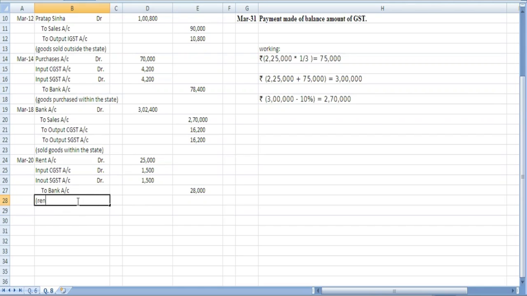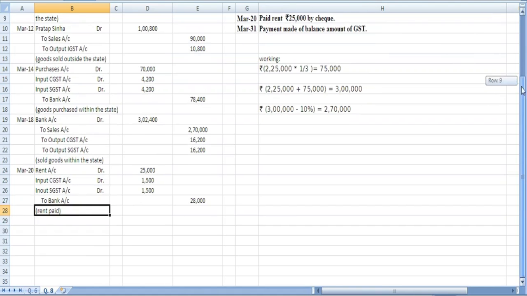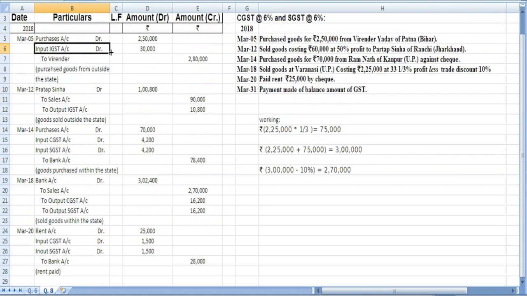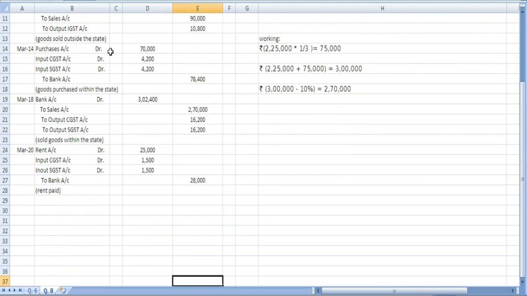Narration will write down rent paid. Now last we have is payment made of balance amount of GST. Now here first we will adjust the output IGST with the input IGST. So if you notice here, our input IGST is 30,000 and our output IGST is 10,800, what we have collected. So first we have to adjust what we have collected.